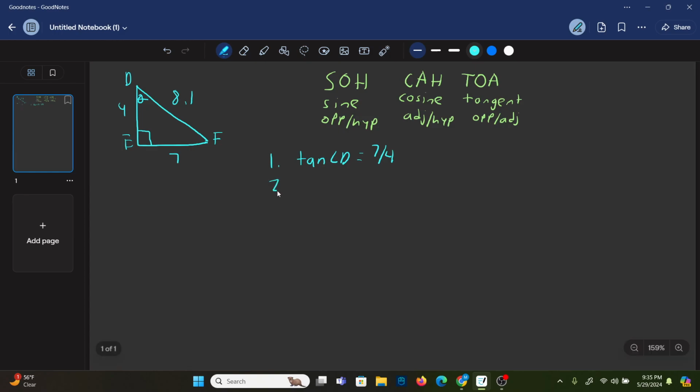For question 2, we have sine of angle D. And sine, if we look here, it's the opposite over the hypotenuse. So if we go here, the opposite, which is 7, over the hypotenuse, which is 8.1, because it's opposite of the right angle.